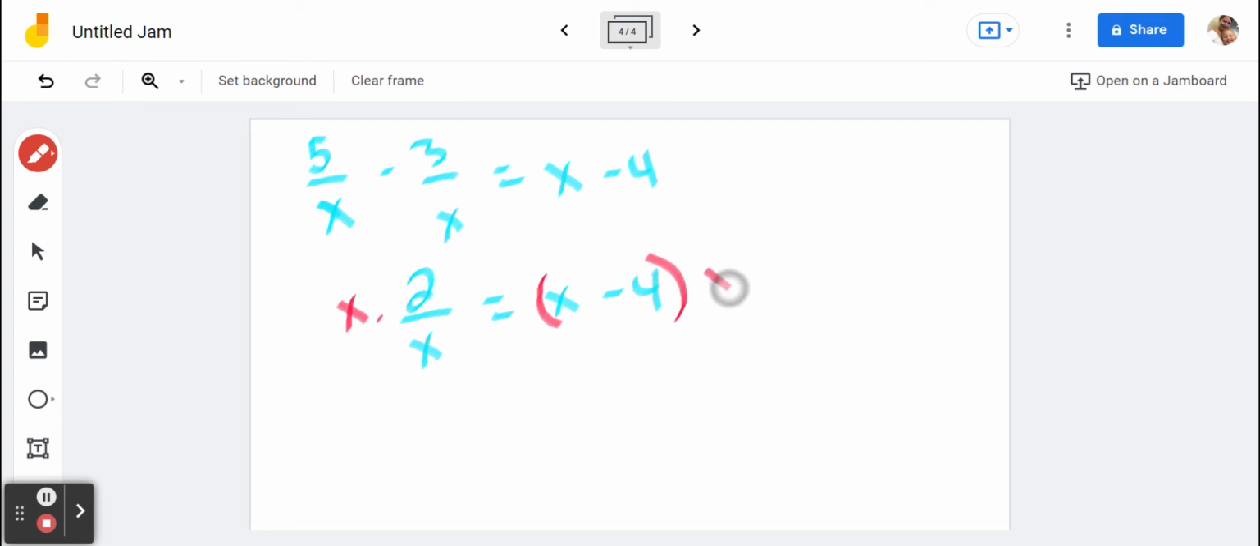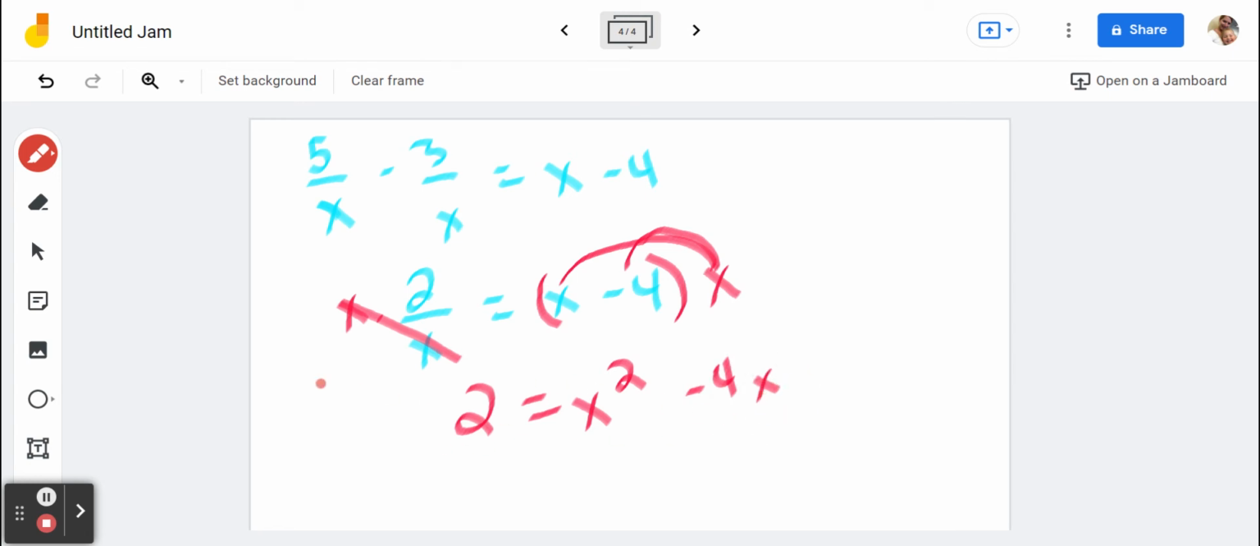And notice that I just put parentheses. It's because I need to multiply each of these different terms by x, not just one. I want to make sure they both get it. So let's start over here. X divided by x is 1, and 1 times 2 is simply 2, right? And then over here, I'm going to go ahead and use my rainbow. X times x is x squared. And x times negative 4 is minus 4x.